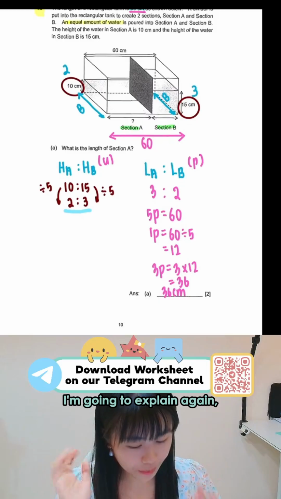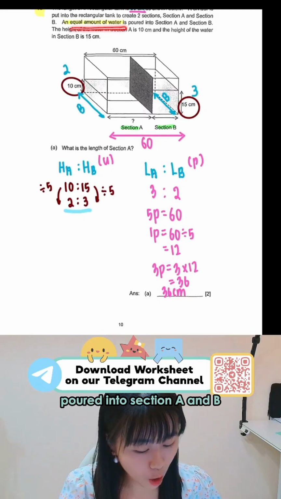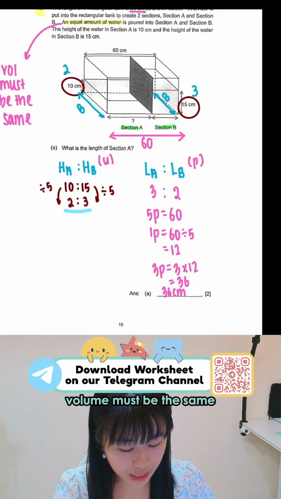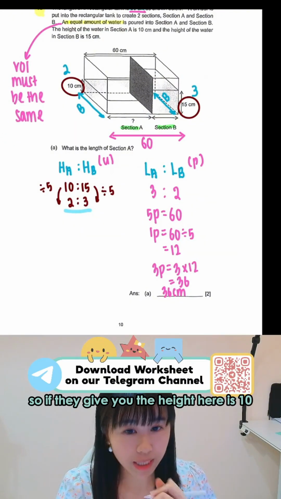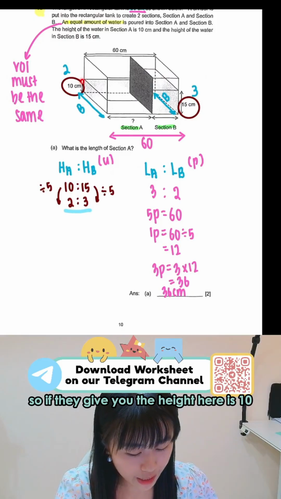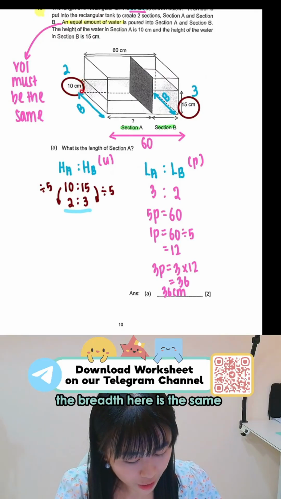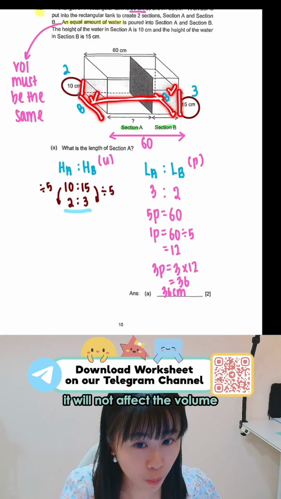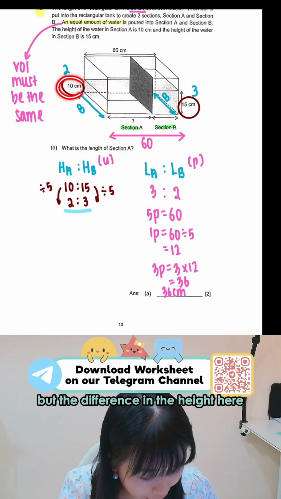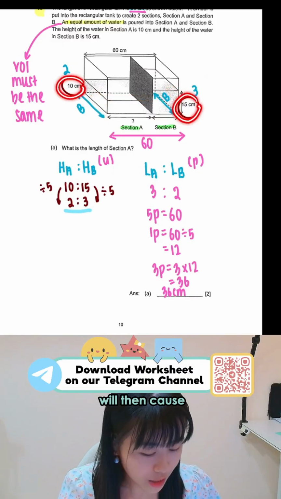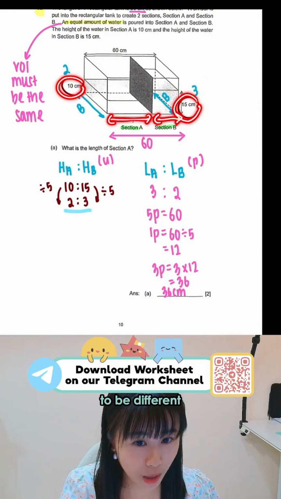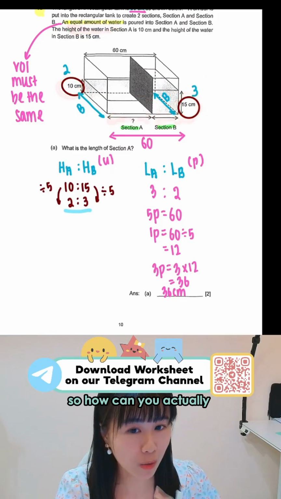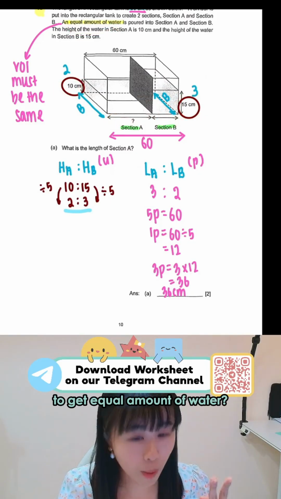I'm going to explain again. Equal amount of water is poured into section A and B. Equal amount of water means volume must be the same. So, if they give you the height here is a 10, the breadth here is the same as the other side. The breadth is the same. It will not affect the volume, okay? But the difference in the height here will then cause the length difference here to be different, because you need to get equal amount of water. So how can you actually balance back to get equal amount of water?